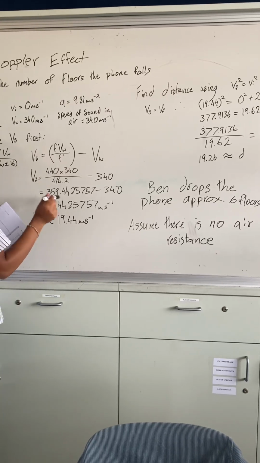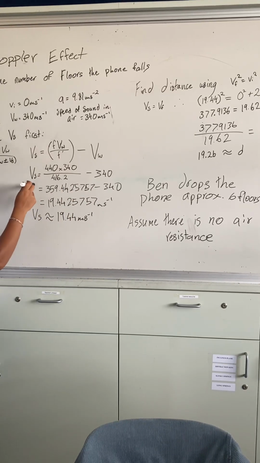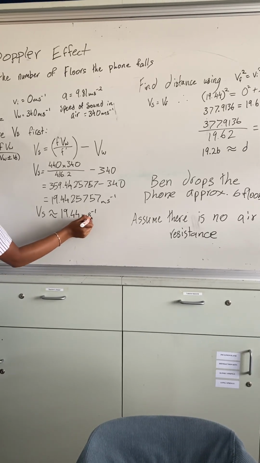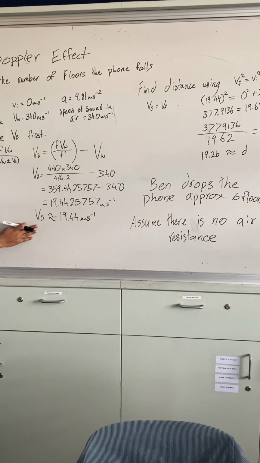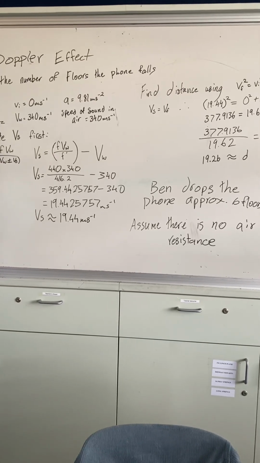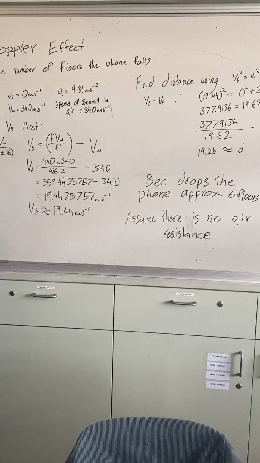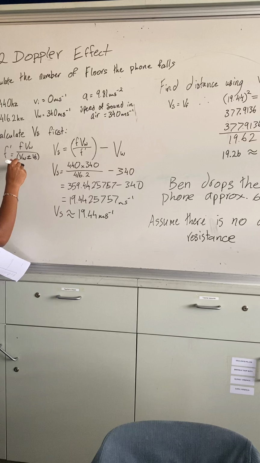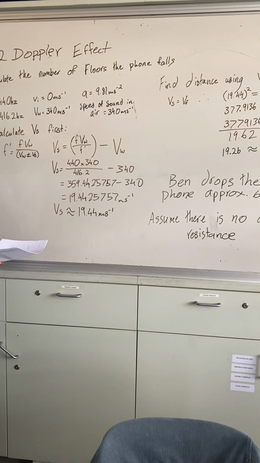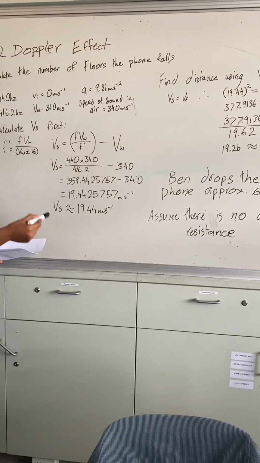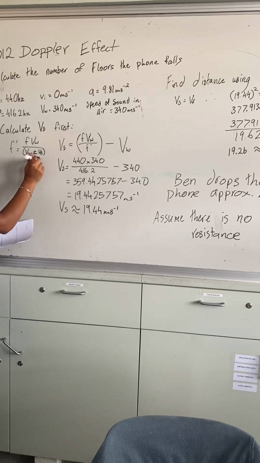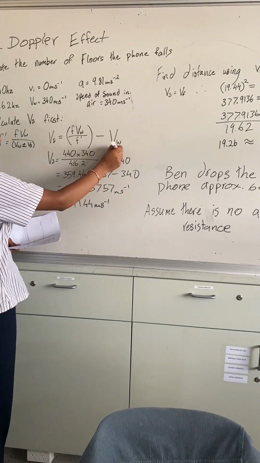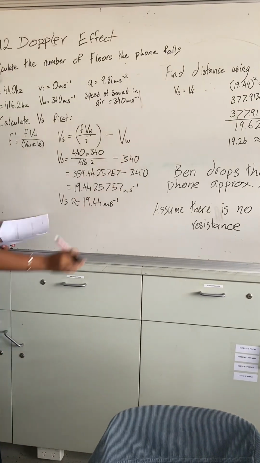Okay, so you will then get the answer, 19.44 meters per second for your velocity of the source. Since the source is moving away from the observer, you have to add this part. Therefore, when you're rearranging the equation, you'll have minus the velocity of the wave.